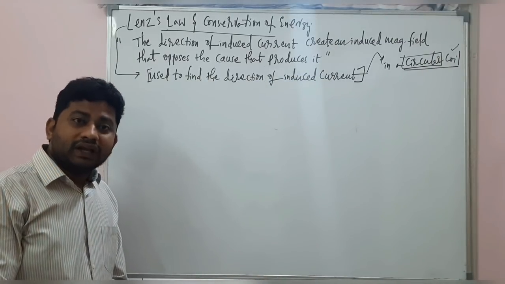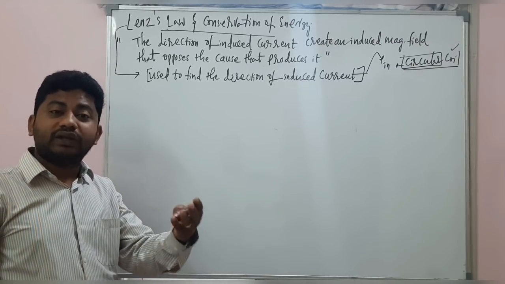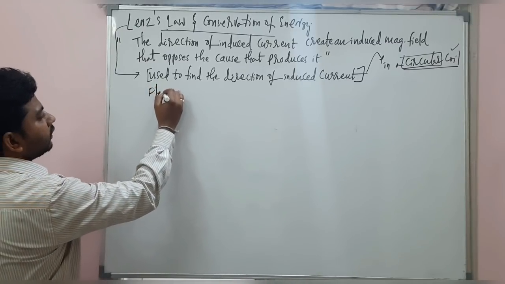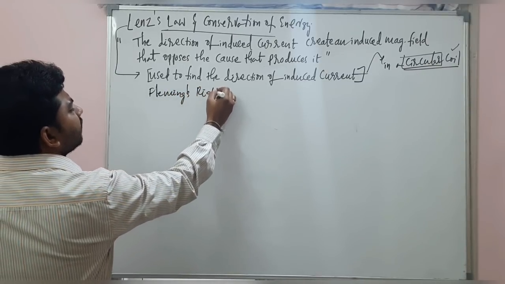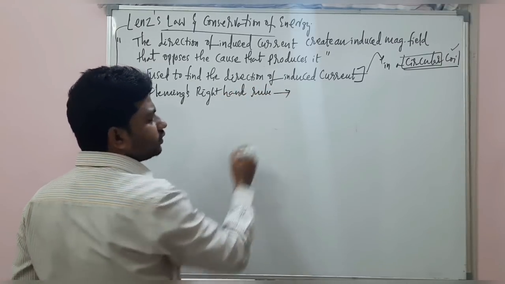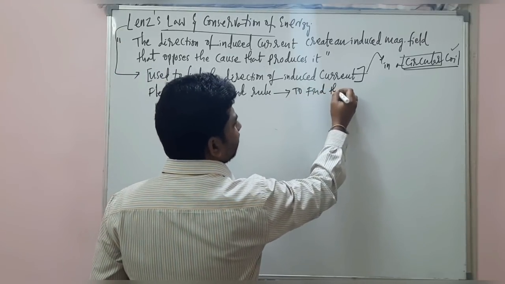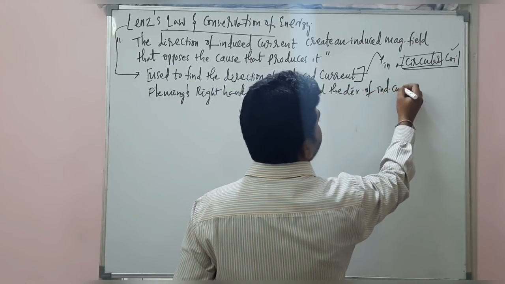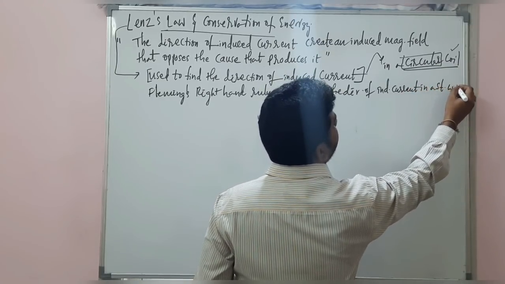In a straight wire, the direction of induced current can be found by using Fleming's right hand rule. So that's what I'm going to use. Fleming's right hand rule is used to find the direction of induced current in a straight wire.